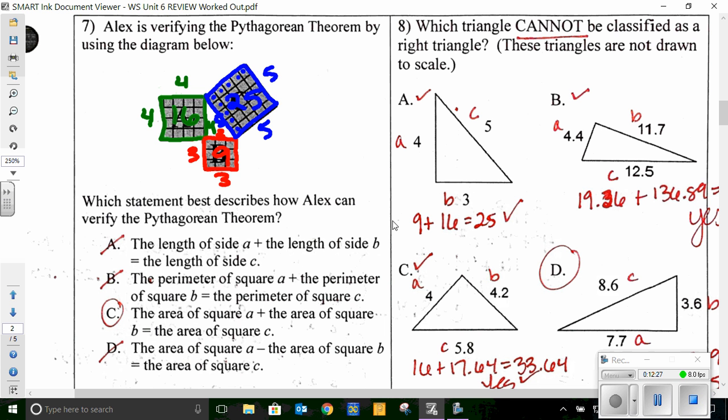That area of 3 by 3 is 9. The area of 4 by 4 is 16. And 16 plus 9 is 25. So C is the correct answer. And again, we're not subtracting. D was telling you to subtract it.